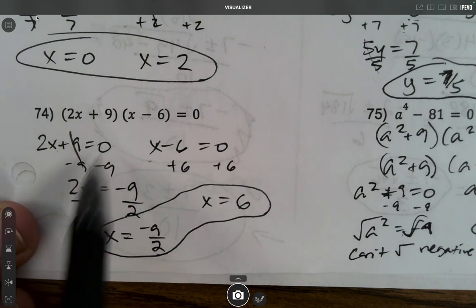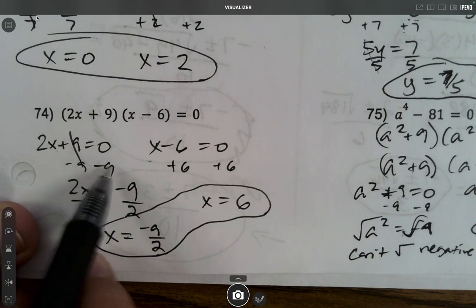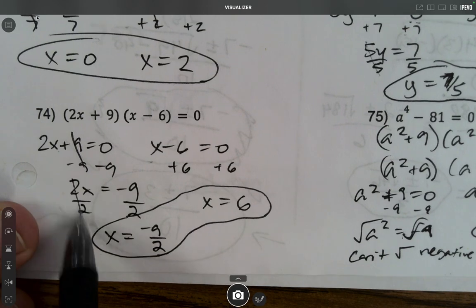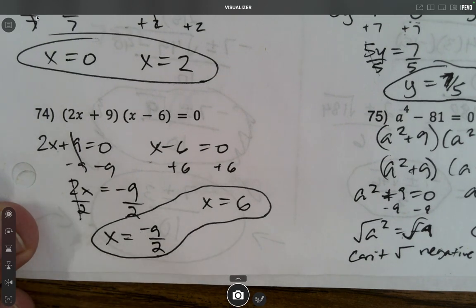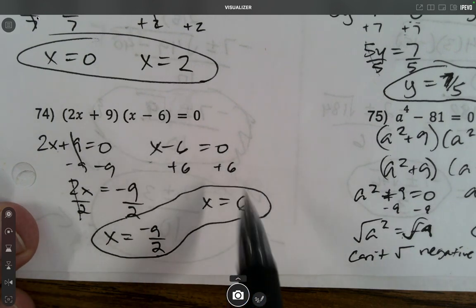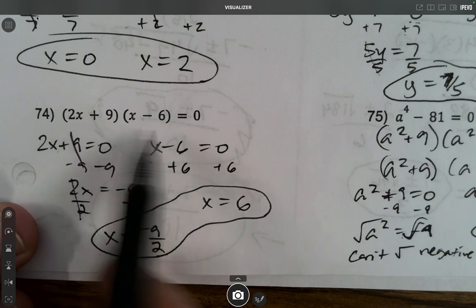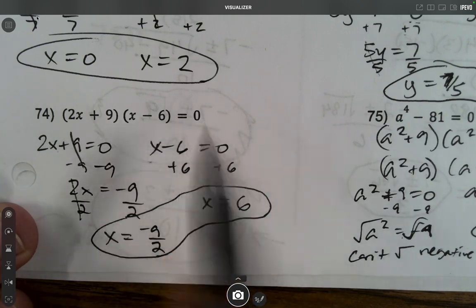So on this one, you add 9 to both sides. You don't. You subtract. Subtract 9 from both sides. Then divide both sides by 2. So you get -9/2, or -4.5, same thing. Then you set this one equal to 0, add 6 to both sides, and get x equals +6. So if you plugged either of these x values in for x in this equation, you would get 0 as the result.